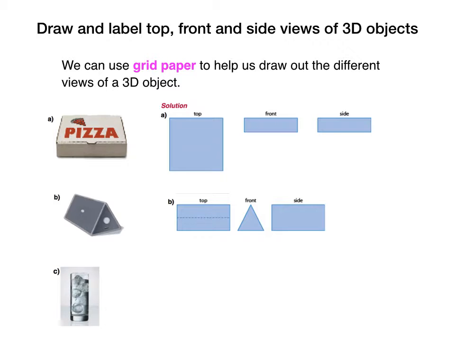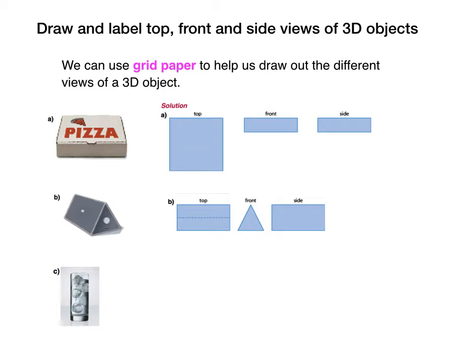So how about this glass of water? If we look at the glass of water from the top, what are we going to see? We're going to see a circle. If we look at it from the front, it just looks like a rectangle. And if we look at it from the side, it's also going to just look like a rectangle.